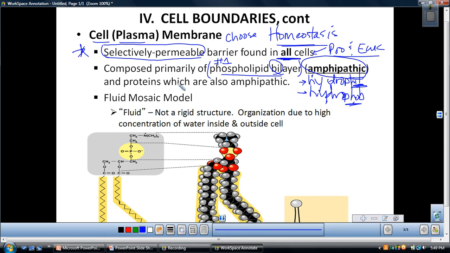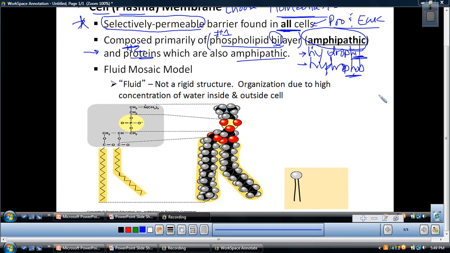because it fears water. Okay, I did want to also mention the second main component of the cell membrane are proteins, which also display amphipathic properties. So those proteins, because they're going to embed themselves through the membrane, are also going to have a hydrophobic and a hydrophilic region, and we'll examine that as we look a little bit further.